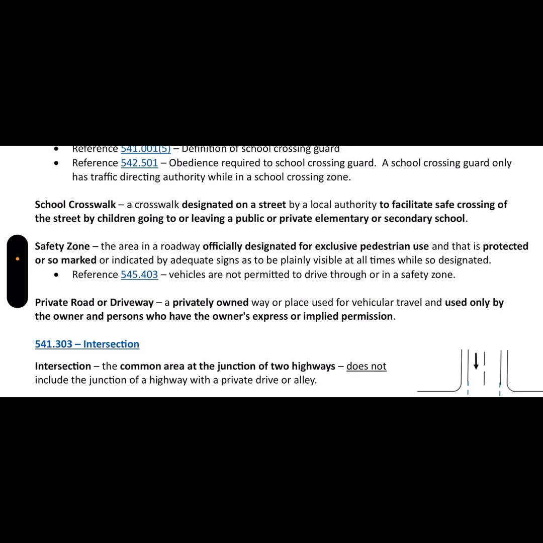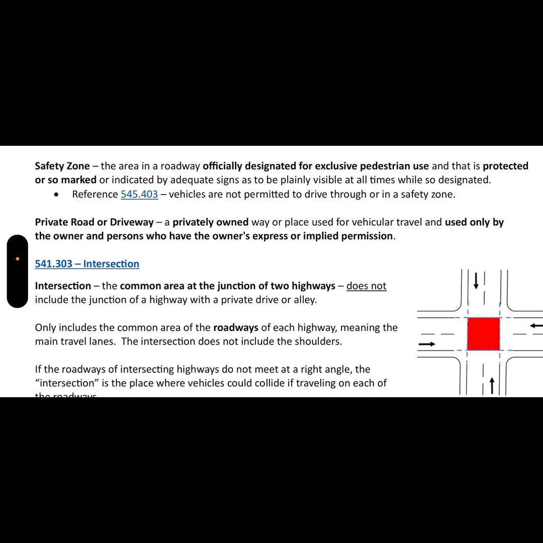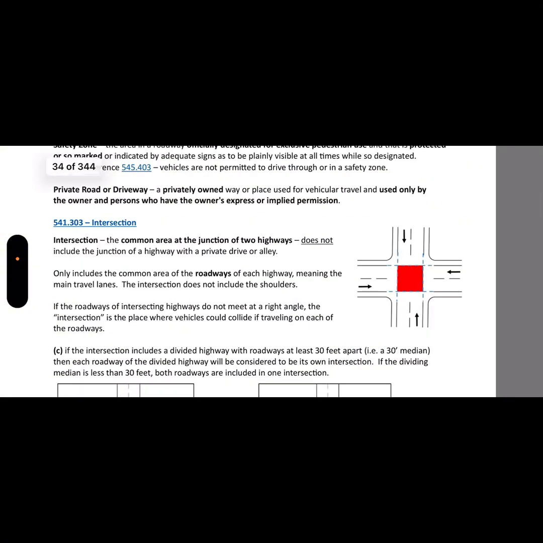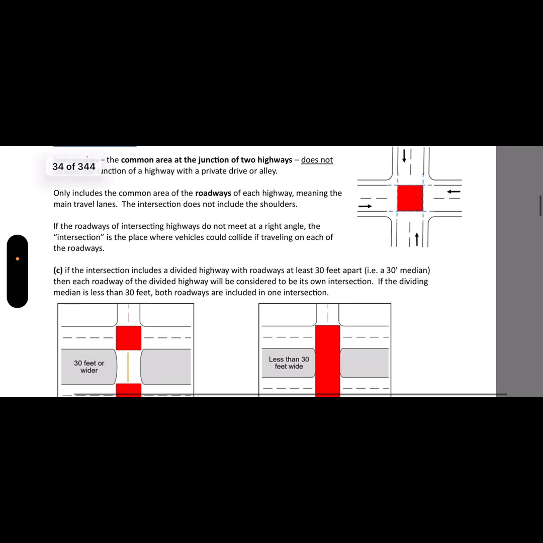541.303. Intersection: the common area at the junction of two highways. It does not include the junction of a highway with a private drive or alley. It only includes the common area of the roadway of each highway, meaning the main travel lanes. The intersection does not include the shoulders. If the roadways of intersecting highways do not meet at a right angle, the intersection is the place where vehicles could collide if traveling on each of the roadways.